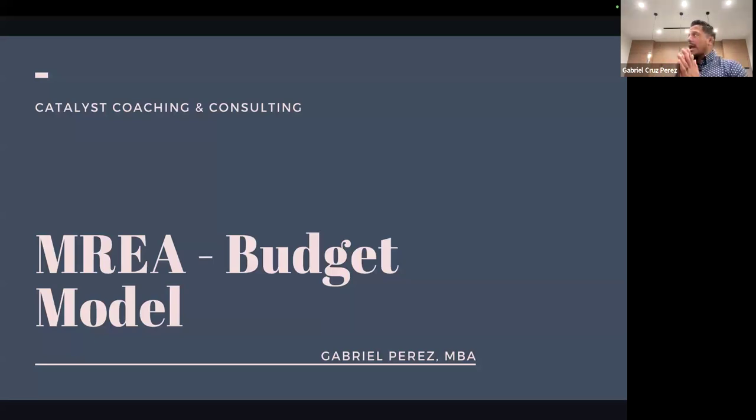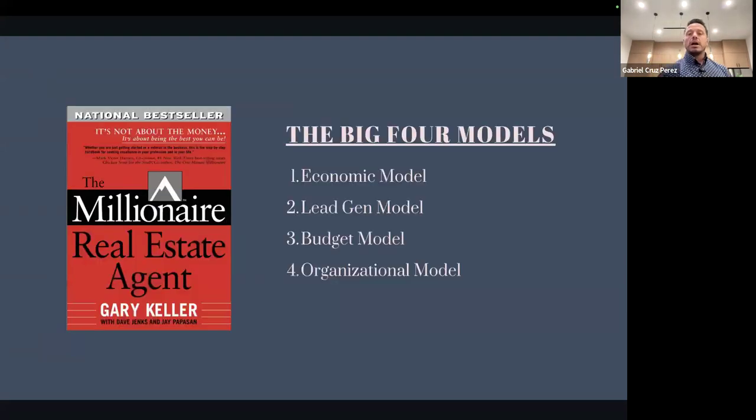But for today, we've talked about the 4 models. Okay, we've touched on them, I should say. So the MREA book is the Millionaire Real Estate Agent, and the models are as follows. And we've already gone over a few of these. We've gone over the economic model, the lead gen model, and today we're going over the budget model.